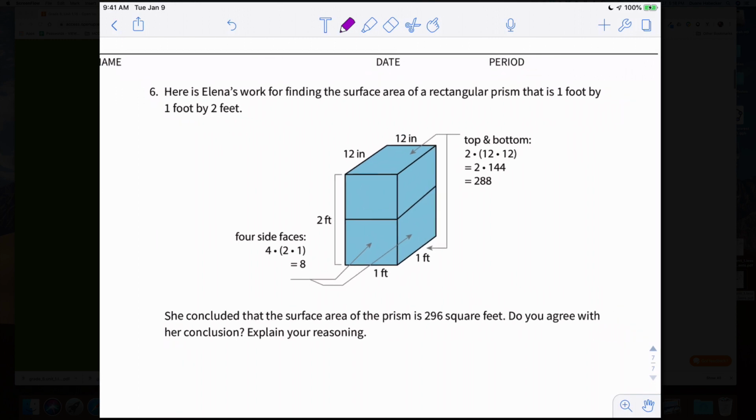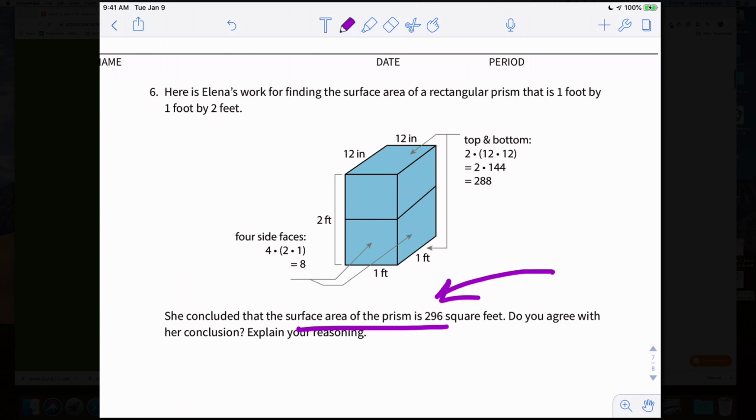So number 6, here is Elena's work for finding the surface area of a rectangular prism that is 1 foot by 1 foot by 2 feet. My goodness, there are just numbers all over the place. She concluded that the surface area of this prism is 296 square feet. Do you agree?